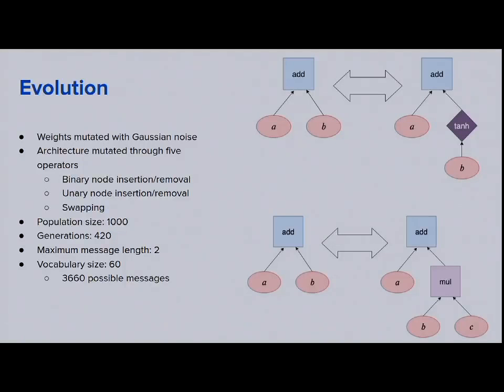And some details about the actual evolution. We used a population size of 1,000 agent pairs. So this is 1,000 speakers communicating with 1,000 listeners. Evolution proceeded over 420 generations, and we allowed the agents to pass messages of maximum length 2 with a vocabulary size of 60. So this gave 3,660 messages that could possibly be generated.